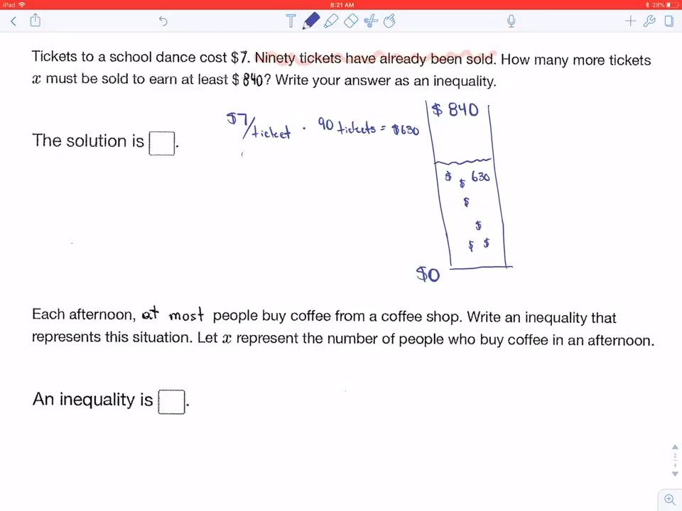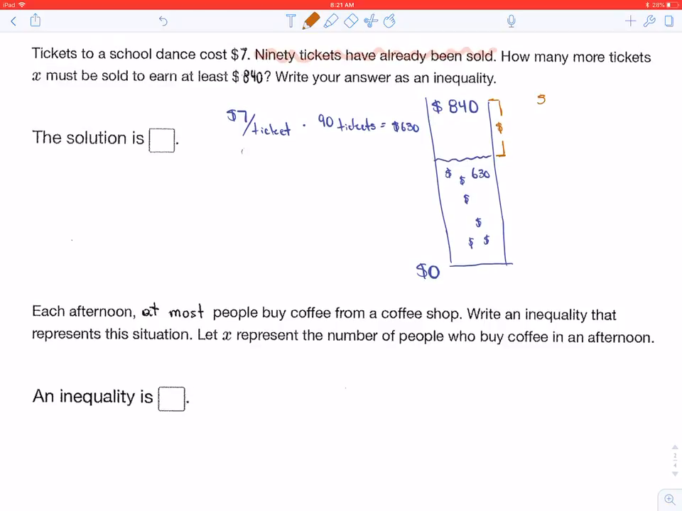Now we need to determine the difference between what we have and where we want to be, the money we still need to make. We take where we want to be and subtract what we have. So 840 minus 630. I do math too quickly. When we subtract, we see that we still need to make $210 more to reach our $840 goal.